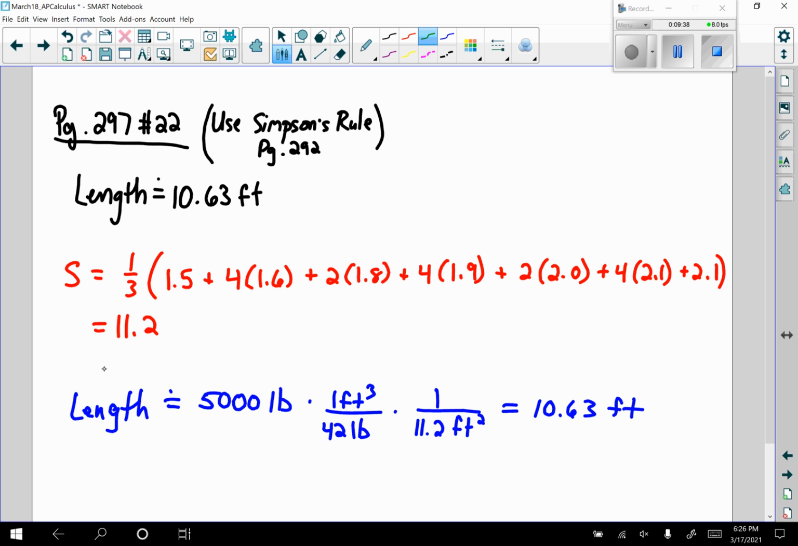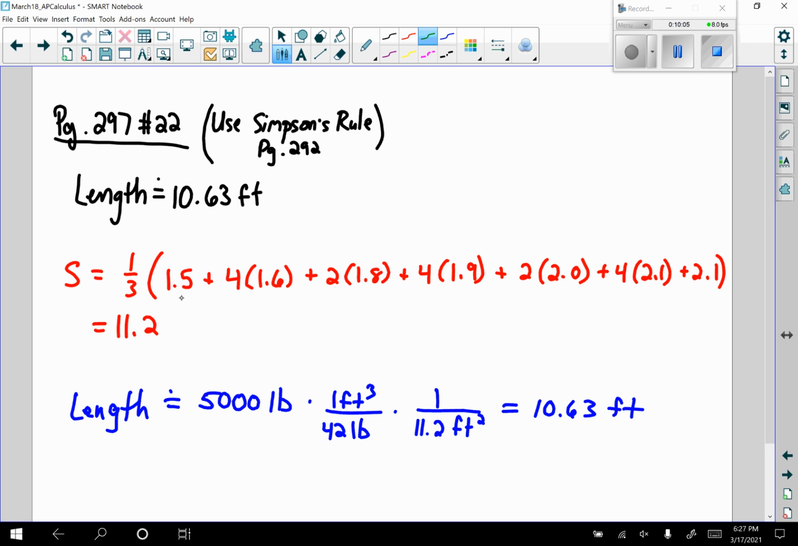So this deals with wing design. The design of a new airplane requires a gasoline tank of constant cross-section area in each wing. A scale drawing of a cross-section is shown here. The tank must hold 5,000 pounds of gasoline, which has a density of 42 pounds per cubic foot. We want to estimate the length of the tank. And then all the y values are given to us, and it says horizontal spacing is 1 foot.